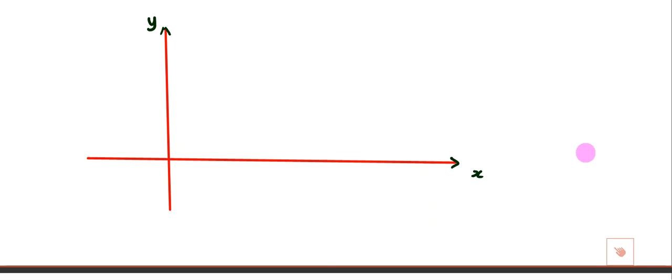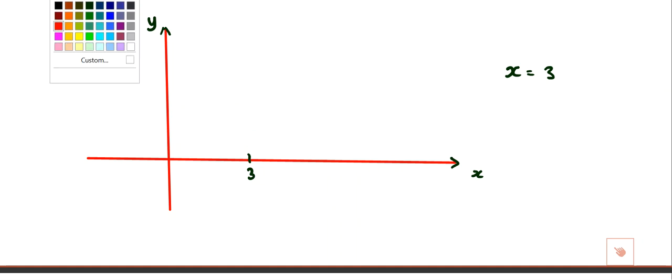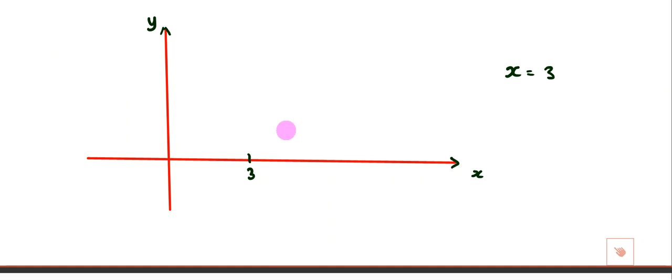If I tell you there is a point that has an x-coordinate of 3, I'd go along here and find 3. What would the next thing I'd need to do? Where is the y value going to be? It's not going to be on the y-axis at all. It's going to be anywhere along that line, isn't it? So I could pick a point here, down here, up here, anywhere.